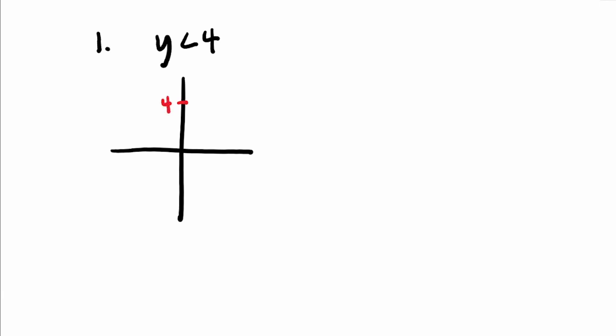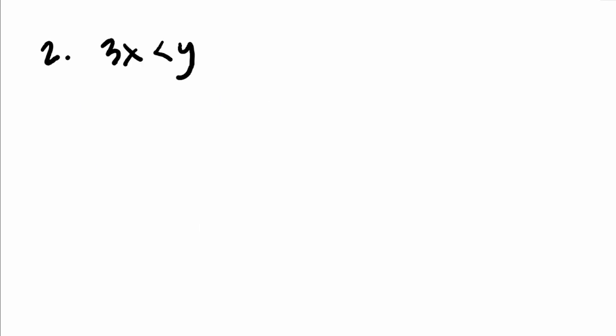And so if it was going to be y equals 4, it would be a horizontal line. Since it's y is less than 4, we know we're going to have a dotted line. So let's give one of these. And since it's less, I'm going to shade in the area where y is less, underneath. And that's all.